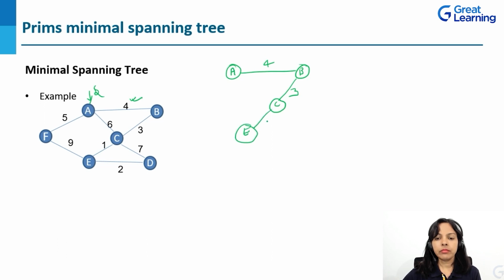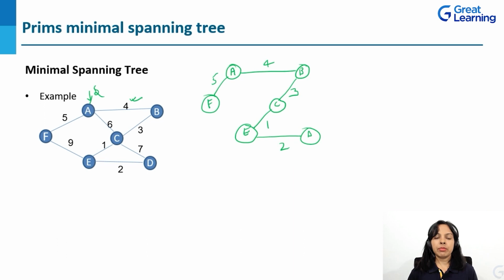Now we reach E. To go from E, which is the minimum in these two? Either 2 or 9 can be taken. So in these two, the minimum path is 2. So we'll go from E to D with the weight 2. Are all the vertices covered? No. F is still remaining. So to consider F, from E we have 9, and from A we have 5. So we'll consider from A to go to F, that is 5.